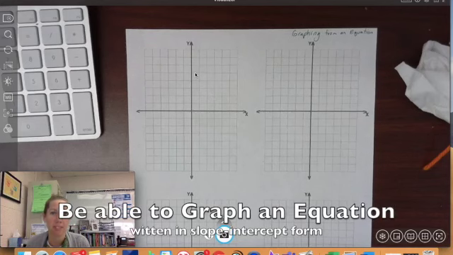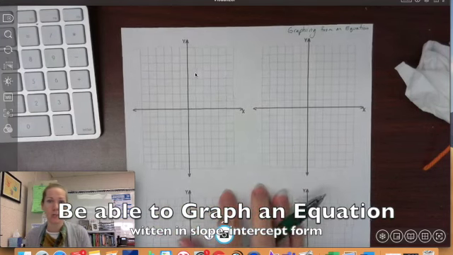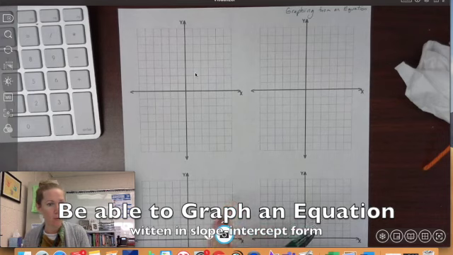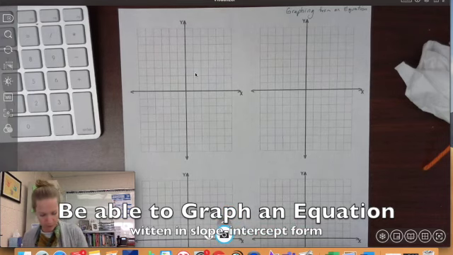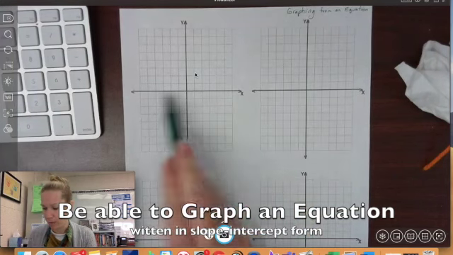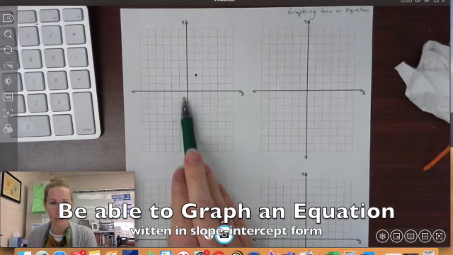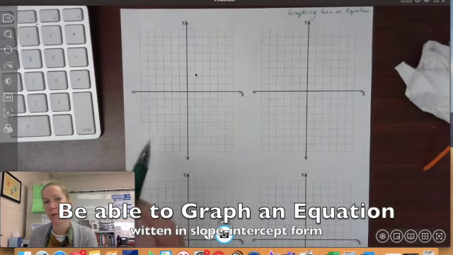Hello, by the end of today's video, you should be able to graph an equation written in slope-intercept form on a coordinate plane. For today's notes, you're going to need the sheet of paper that I gave you, and then we are going to tape this or glue this onto page 17 in your notebook. Because when you're graphing, you need a coordinate plane, and it's best if you use one that actually has measured little boxes.